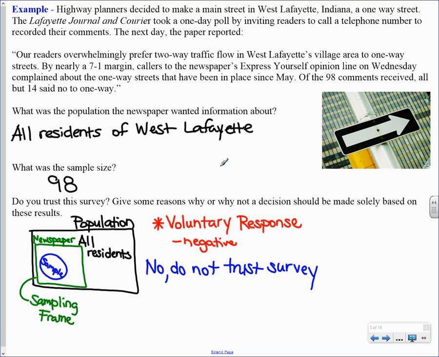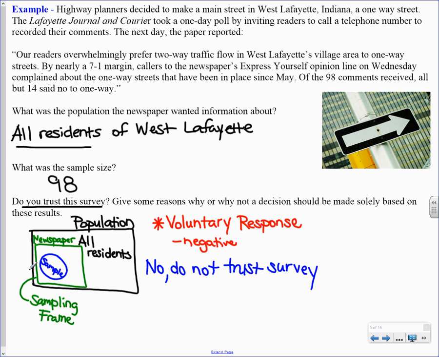So the population they would want information about was all residents of West Lafayette. Now, did they actually get a sample from all residents of West Lafayette? Well, they got 98 people, right? But did they ask all residents? I mean, did they include everyone? Did everyone have an equal chance of being chosen for this survey? Well, not really, right? So this is one of the reasons we might not trust this survey.